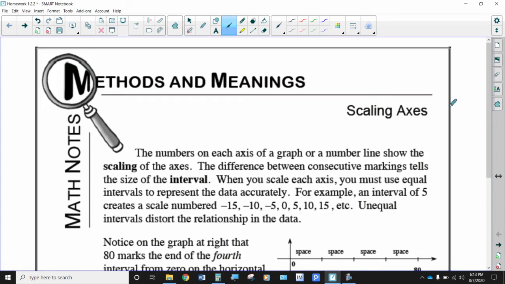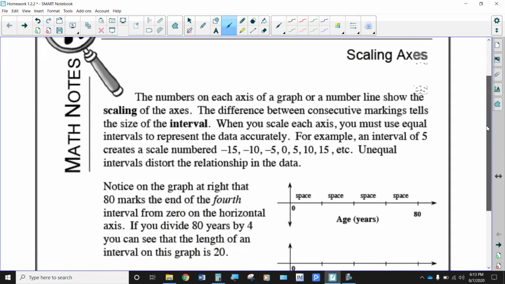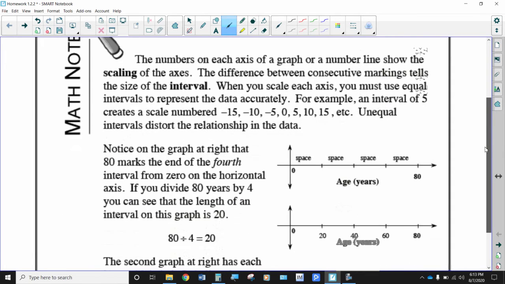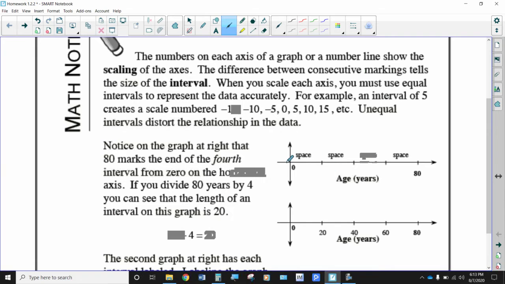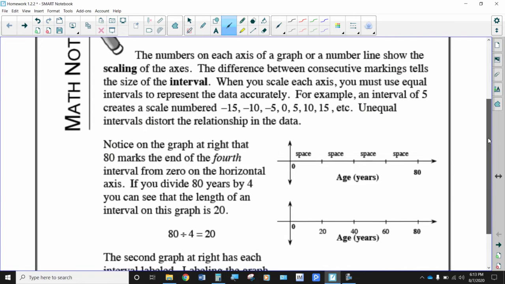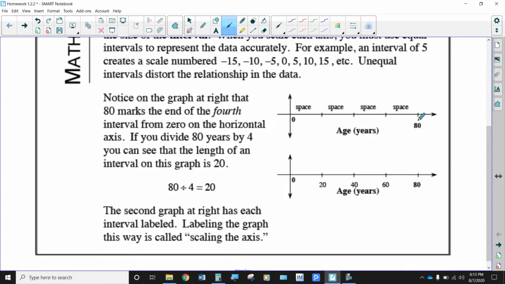Alrighty, let's take a look at our homework for 1.2.2. This one is on scaling axes, which is like when you create number lines, there are certain rules for how your number lines need to work. You need to have each one of these units evenly spaced, and you've got to have the counting sequence be consistent.